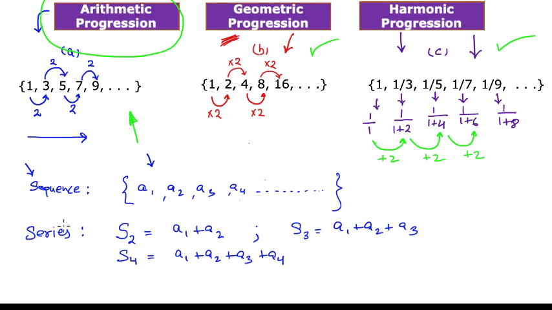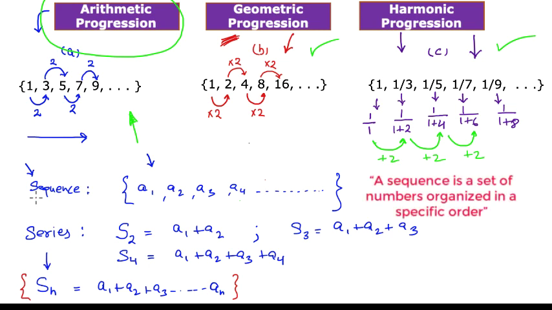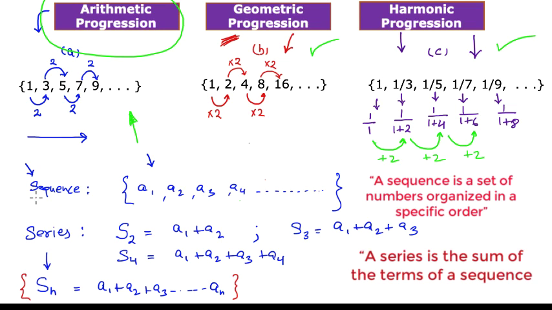And a general representation of a series is Sn, where n represents the n terms of a sequence, and it is equal to the sum of those specific terms up to the nth number, whatever n stands for, okay? So this is how we define a series versus a sequence. The fundamental difference, always remember: a sequence is a set of numbers written in a specific order. A series is a sum of the terms in a sequence, okay?